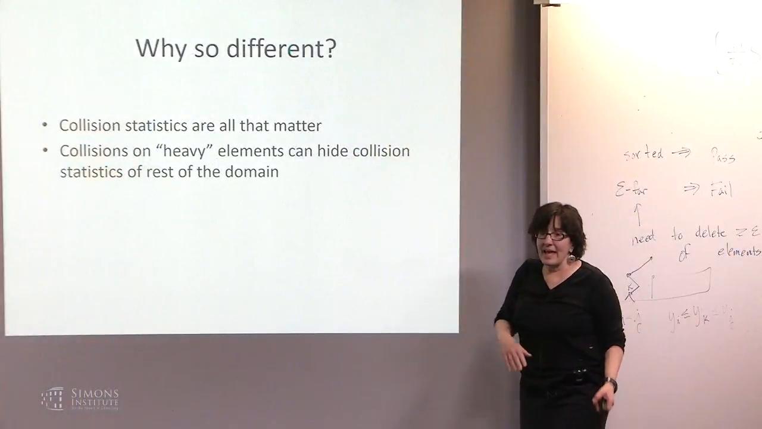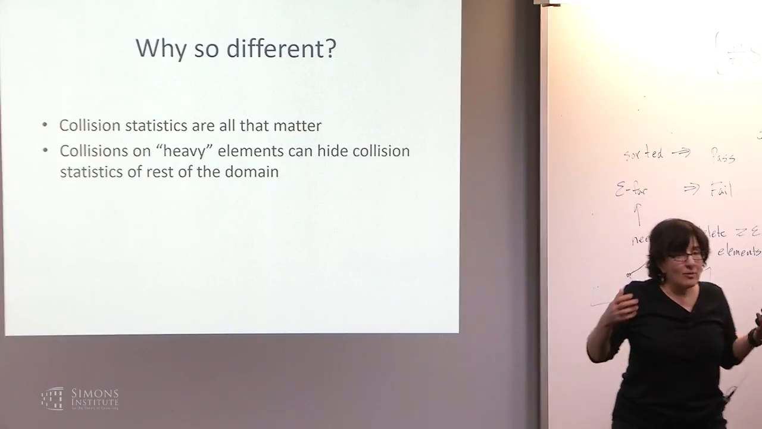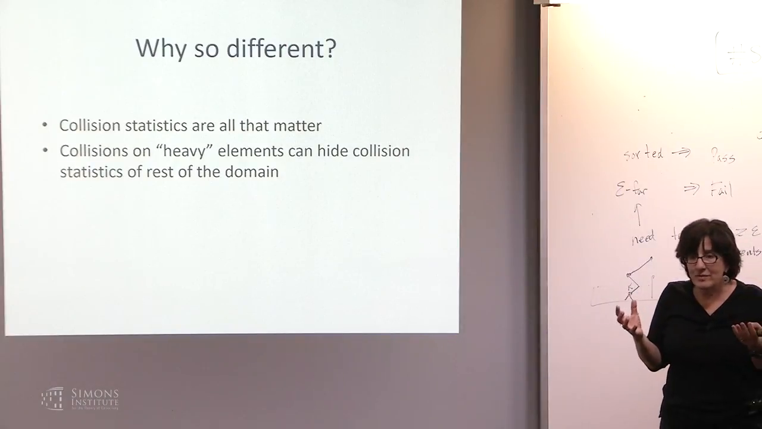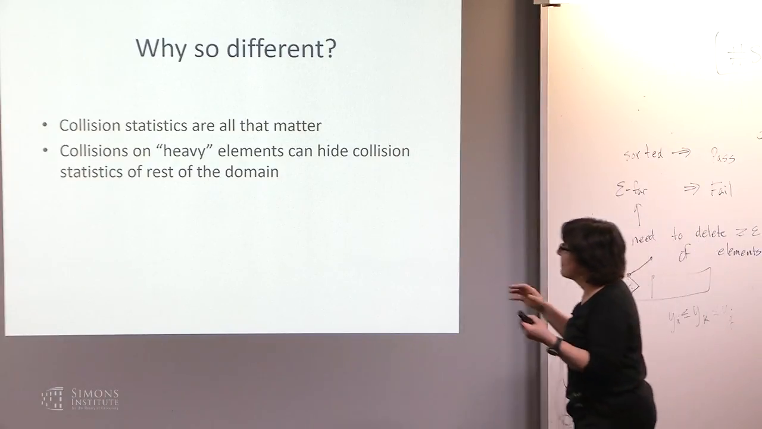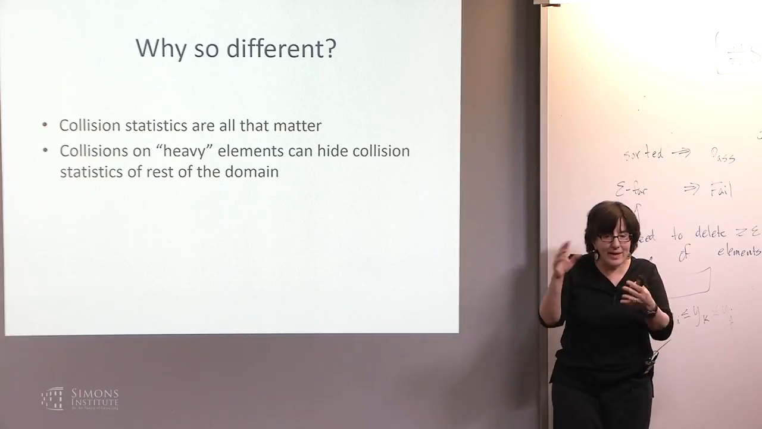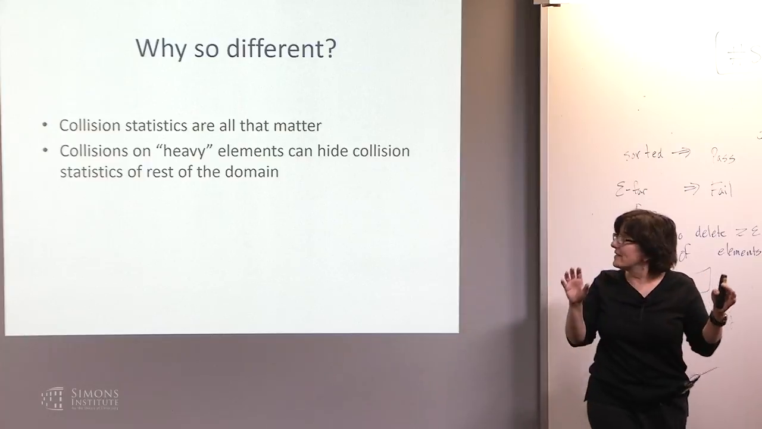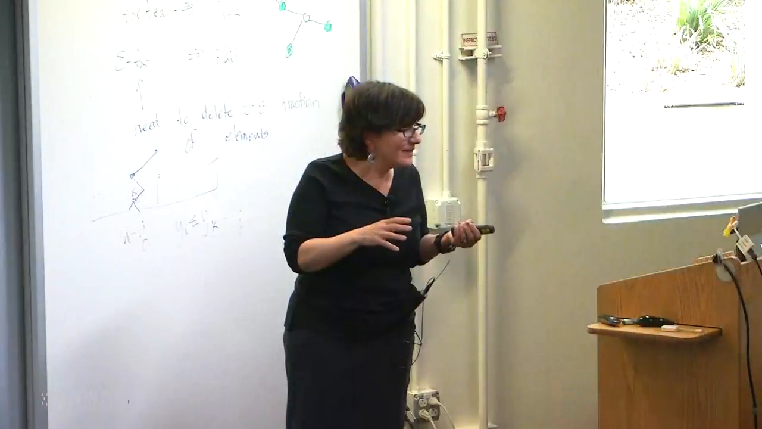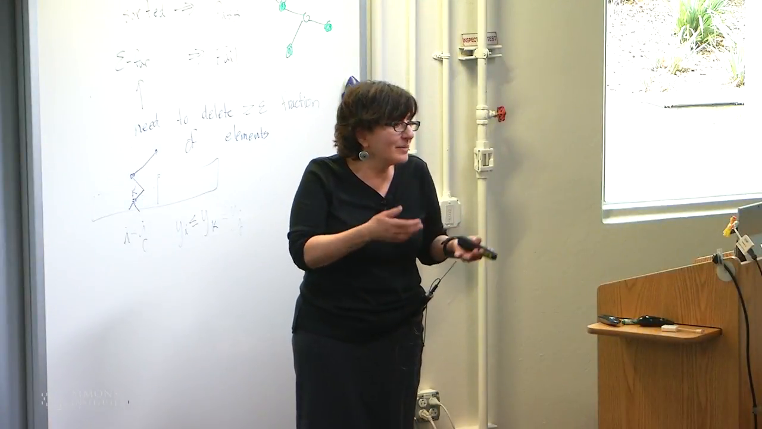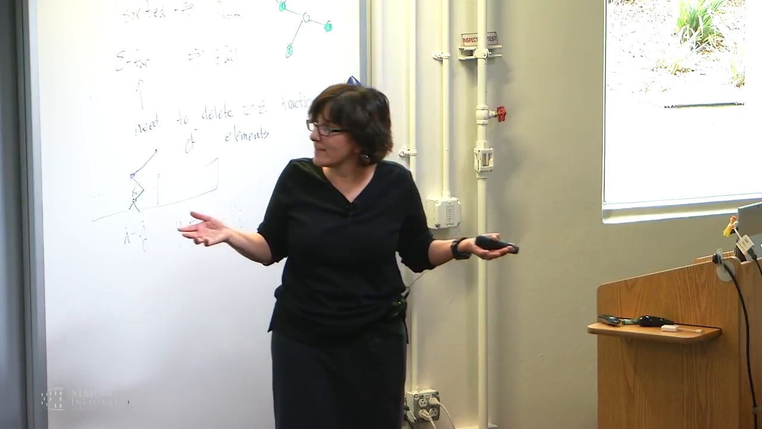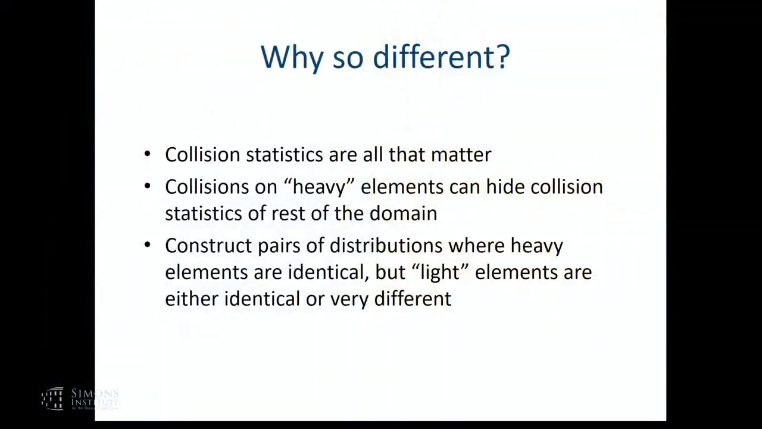In the particular case of two unknown distributions, what you can do is sort of divide the domain in a random way into heavy elements and light elements, and make P and Q agree on the heavy elements. So the heavy elements will have identical collision statistics. And the light elements are either the same for P and Q, so in that case P equals Q, or they're very different, in which case P and Q are very far.